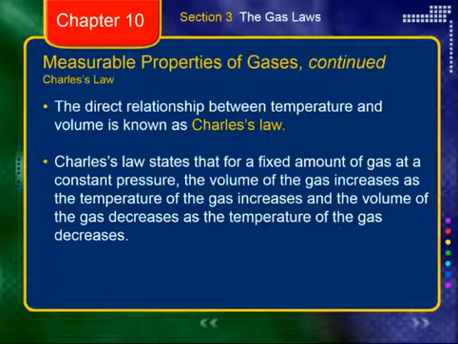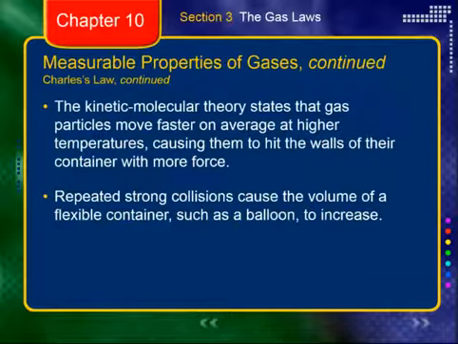Now again, you guys already understand this idea naturally with the idea of cool air and warm air. That is defined as Charles' Law because Charles was the first guy to describe this and get that published. So Charles' Law states that for a fixed amount of a gas at a constant pressure, the volume of the gas increases as the temperature of the gas increases, and the volume of the gas decreases as the temperature of the gas decreases, right? When one changes, the other one changes in the same way.